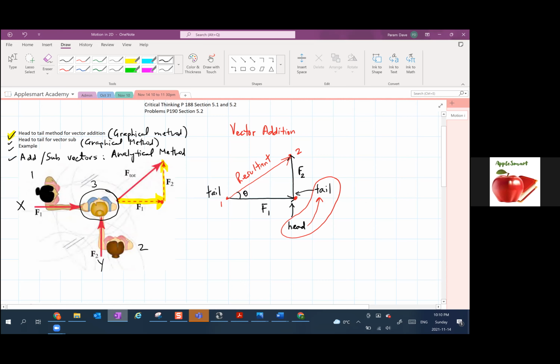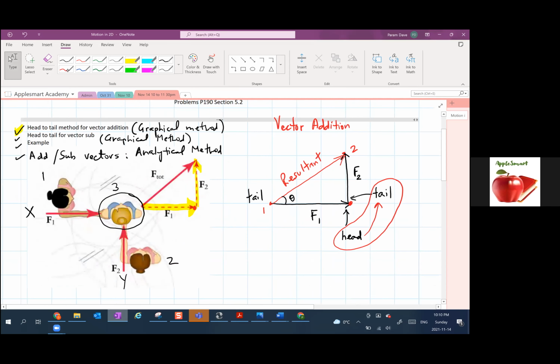You will see that the head to tail diagram is already drawn here. So this is the first one, F1, that's the first vector. From the head of the first vector, you draw the second vector. So you have what's called the head to tail arrangement. Then how do you find out the net? Well, you go from the tail of the first one to the head of the second one, and that theta is going to give us the direction in which that net force or the total force is going to be felt by student 3.